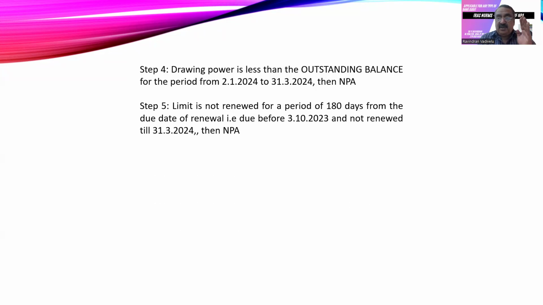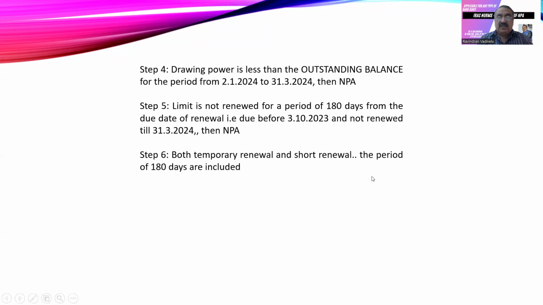A limit has to be renewed within a period of 180 days from the original due date. If the limit is not renewed within a period of 180 days from the original due date, then that account will become NPA. 180 days is very much important. You have to calculate 180 days from the original due date. So this is the thing that you have to remember with reference to step 5. I am moving to step 6, which says that both the temporary period renewal and short renewal should be part of the 180 days. This point you have to remember.